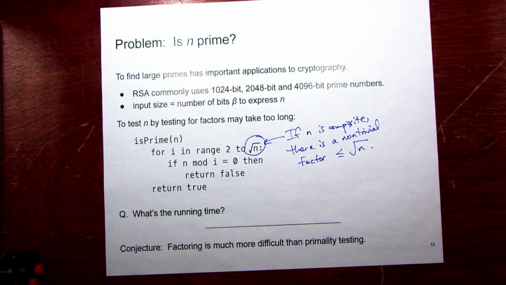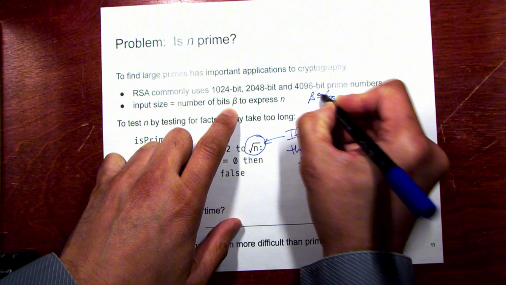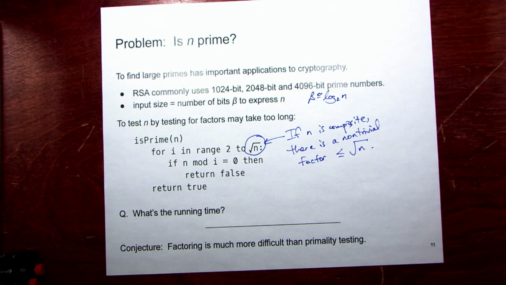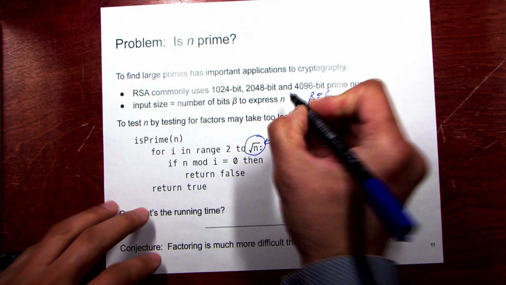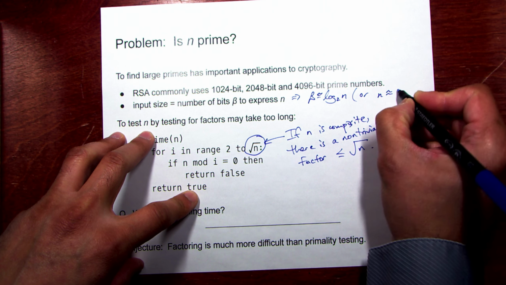When you talk about calculating running time, it's always a function of input size. Input size is not what you think it is. It's not n. You don't need a lot of room to express n. So how many bits does it take to express n? That is the input size, and the number of bits to express n is pretty close to log base 2 of n. If you invert this, this means that n is around 2 to the beta.